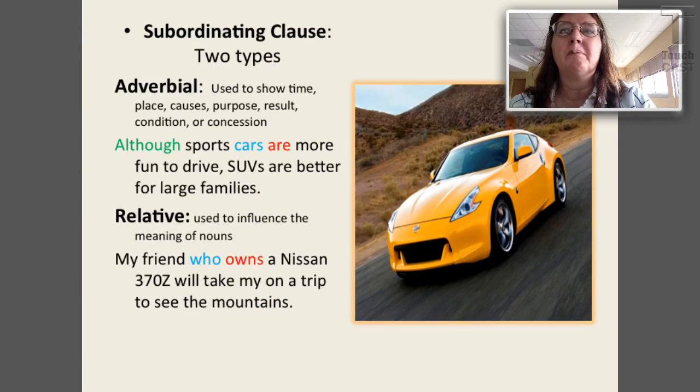We have two types of subordinating clauses: adverbial and relative. An adverbial clause will show time or a place or a reason we did something, or the result of an action, a condition, or a concession. Although sport cars are more fun to drive, SUVs are better for large families. And a relative clause, which is used to influence the meaning of a noun. My friend who owns a Nissan 370Z.